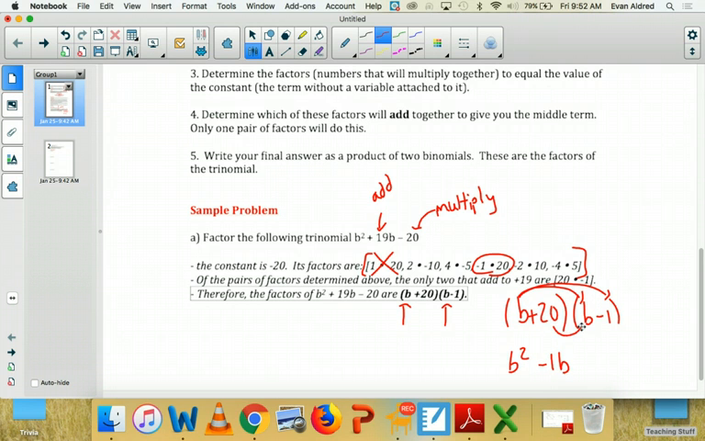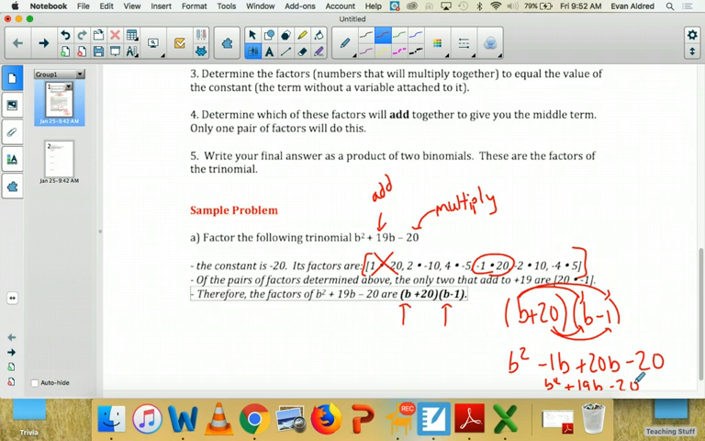Then we distribute our 20 amongst both terms in the second binomial. 20 multiplied by b is 20b. 20 multiplied by minus 1 is minus 20. When we combine our like terms here, we get b squared plus 19b minus 20.